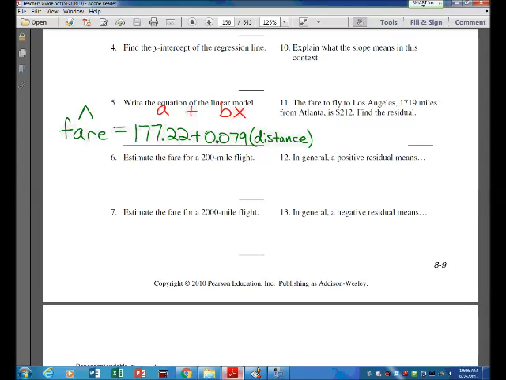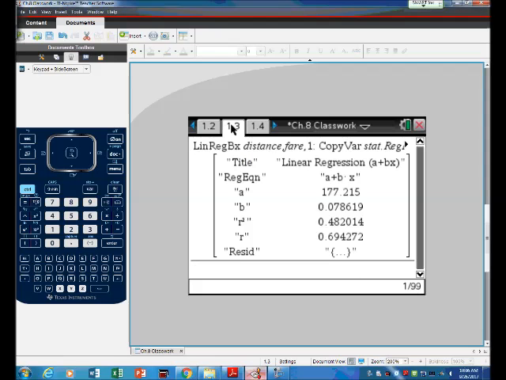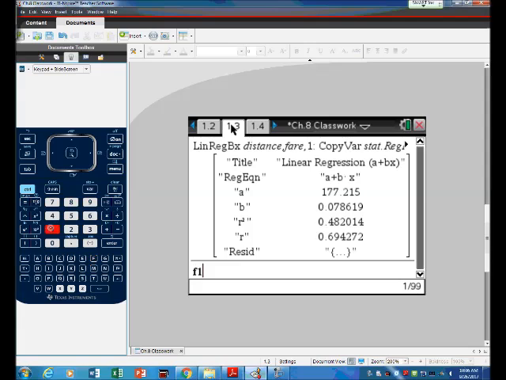I do want to show you some cool things about number 6, 7, and then 11, 12, and 13. So it says to estimate the fare for number 6 of a 200-mile flight. So check this out. If you go to your calculator, I'm in my calculator page, so make sure you're there. If you remember, it's been a while, but this equation was saved into F1. So if I type F1 and then parentheses and type in 200, it will spit out how much money it should think they would charge you to fly on that plane.